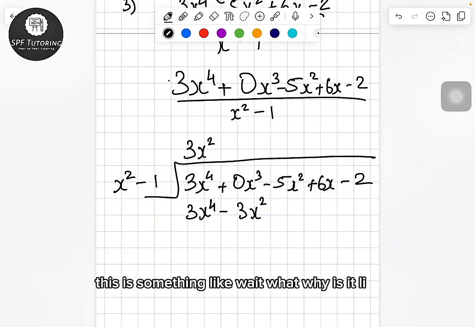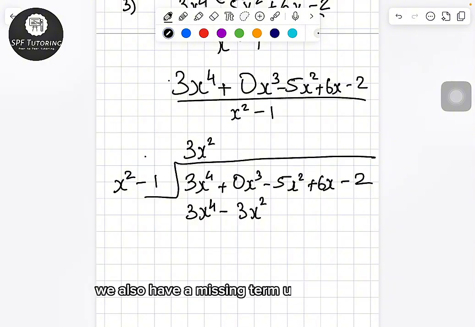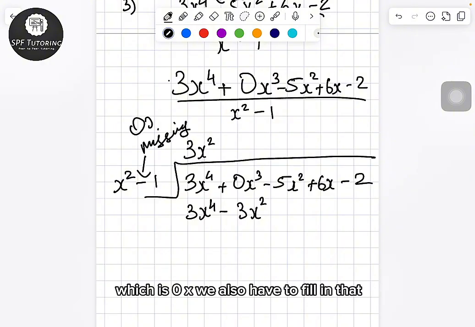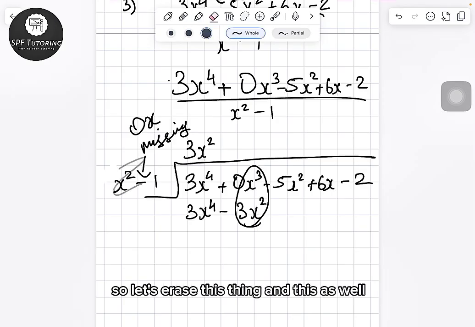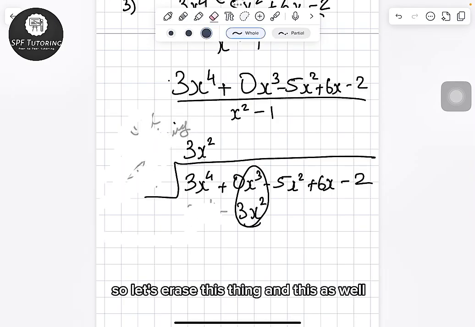This is something like, wait, what? Why is it like this? And you'll be saying that, yes, we also have a missing term up here as well, which is 0x. We also have to fill in that place in order to solve it, because then this would never work. So let's erase this thing and this as well.